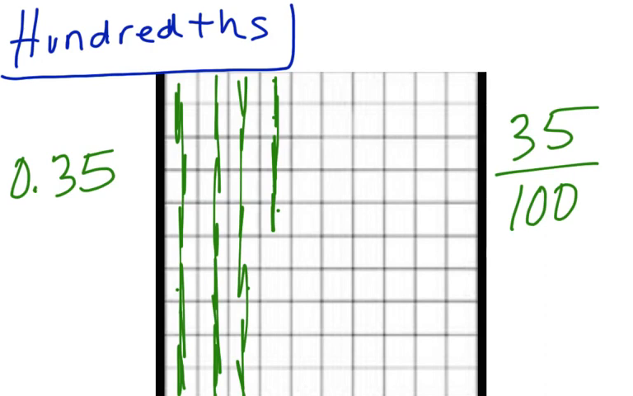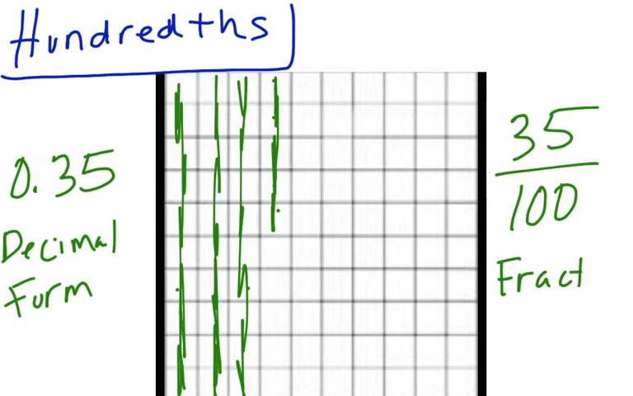Both of these are exactly the same, and these are two ways that we can write numbers. Either we can write it in decimal form, or we can write it as a fraction. And that is the end of our lesson on going from decimals to fractions.